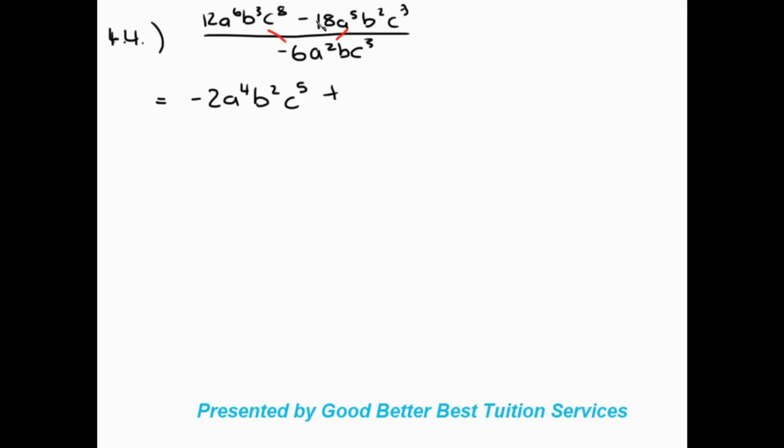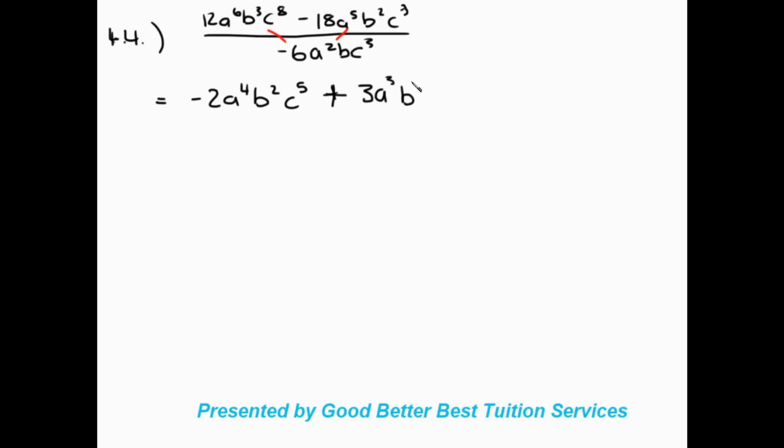And then because we're doing negative 18 divided by 6, it's negative divided by negative. That's why we get this positive over here. So we can just say now 18 divided by 6 is going to give me 3. So then we'll look at our a. Remember we're minusing the exponents, okay? So 5 minus 2 gives me 3.